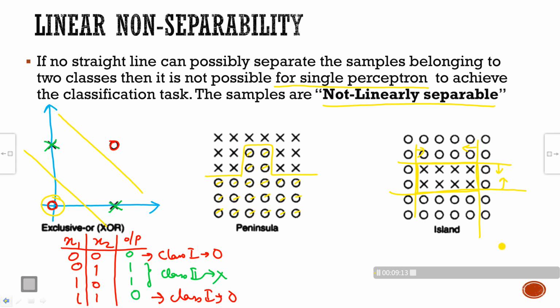Now, we have seen only the x1, x2 plane, that is a 2-dimensional plane. A 2-dimensional plane problem is called linearly separable if it can be solved by using a 1-dimensional line. See, a line is 1-dimensional, right? So what about problems in 3 dimensions? 3-dimensional problems are called linearly separable if they can be separated by a plane.